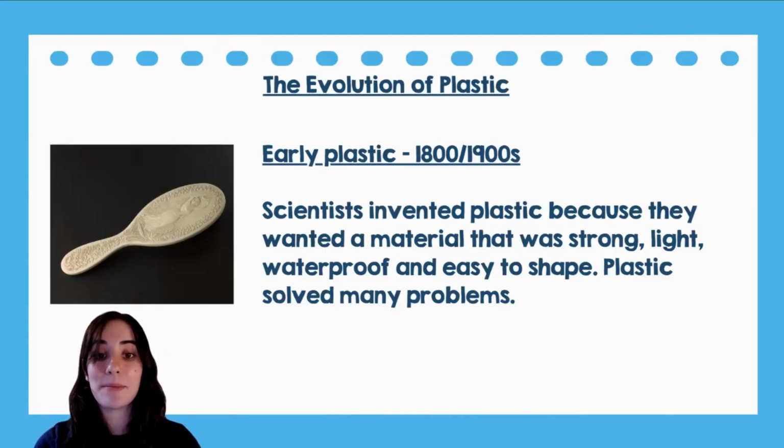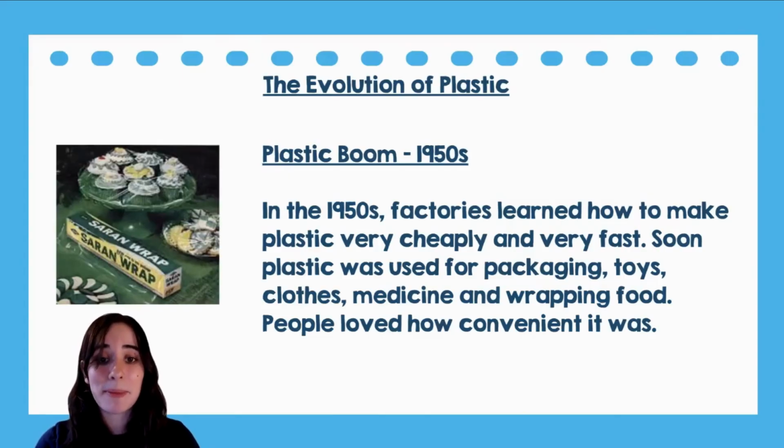Then we get on to the plastic boom. This is when factories started making cheap plastic for everything. Plastic consumption has increased about 180 times from 1950 to 2018. And this is why plastic pollution has become such a problem.